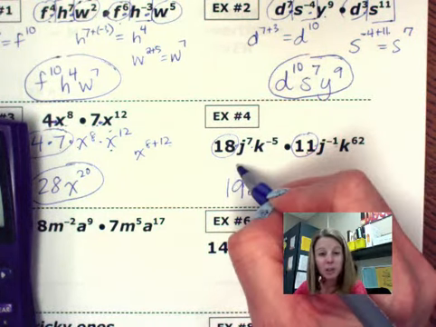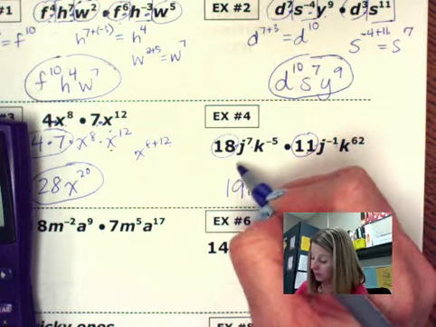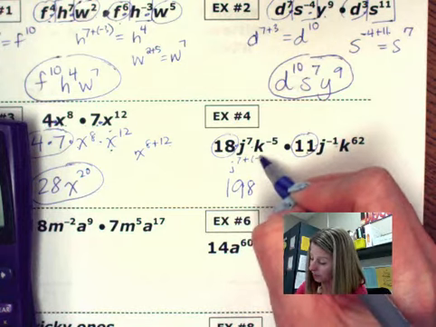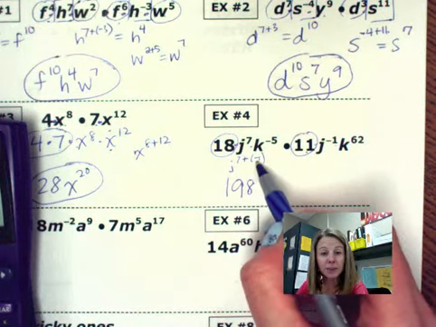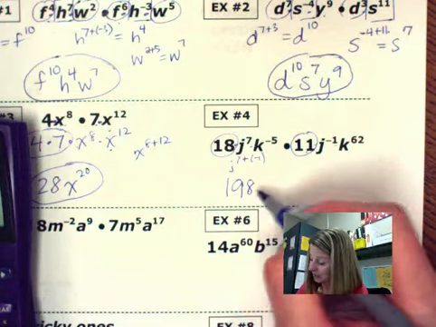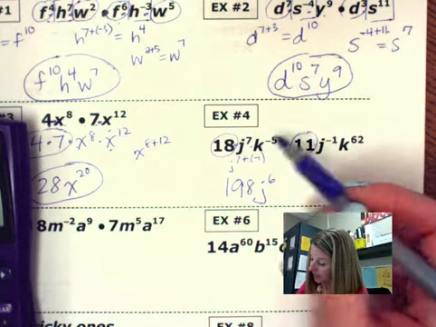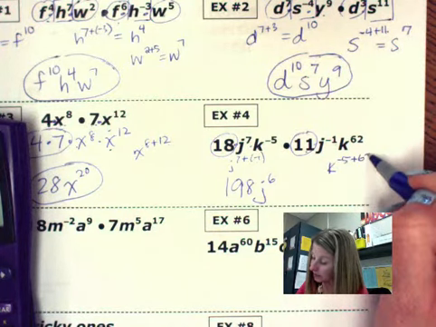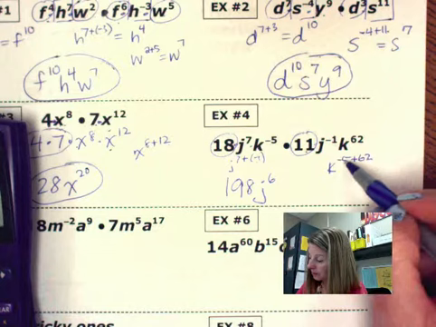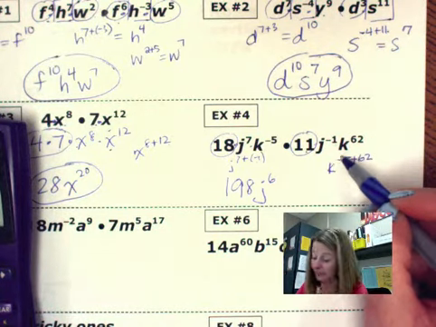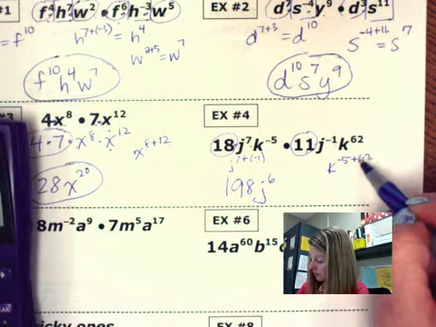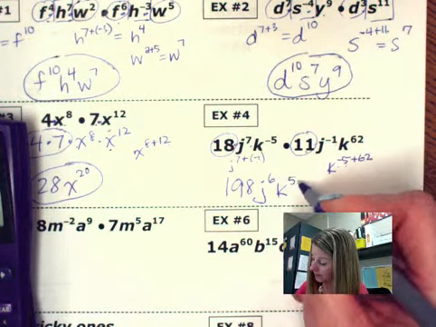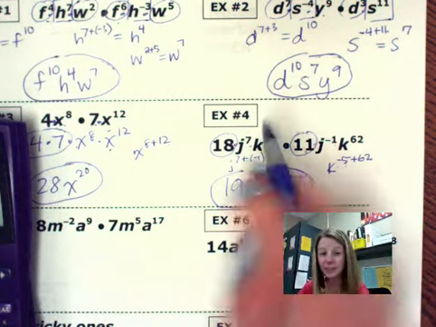Until you get really good at this, I want you to write down what you're doing, what you're adding. I'm doing J to the 7th plus negative 1. So what is 7 plus negative 1? Well, 7 plus negative 1 is 6. So that's J to the 6th. K and K. So I'm really doing K to the negative 5 plus 62. So negative 5 plus 62, I can really do 62 minus 5. So what is that? 61, 60, 59, 58, 57. So that's going to be K to the 57th power. That is my solution.